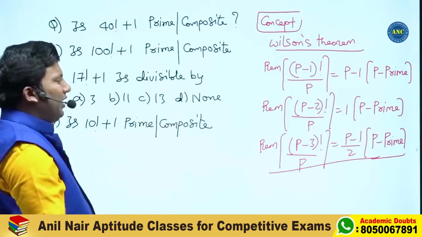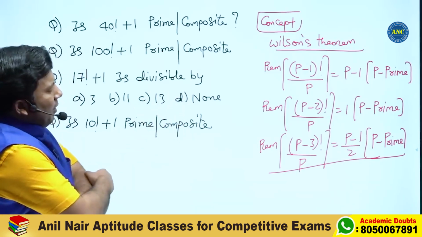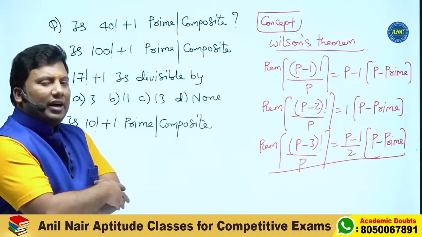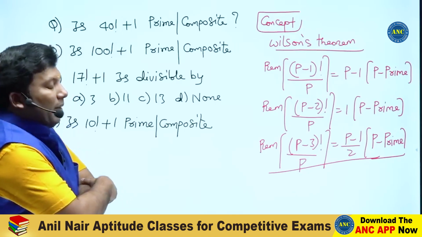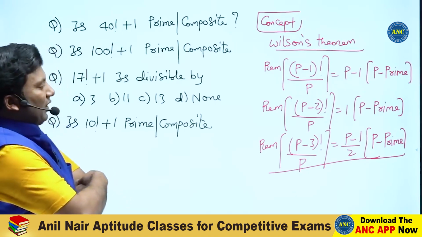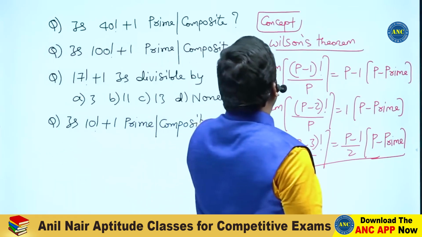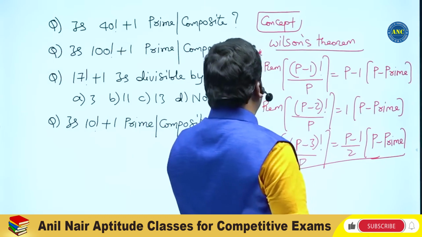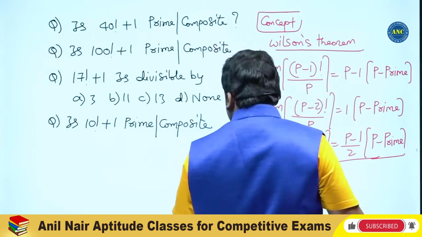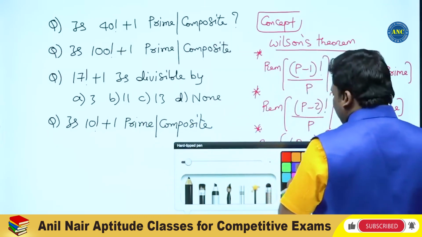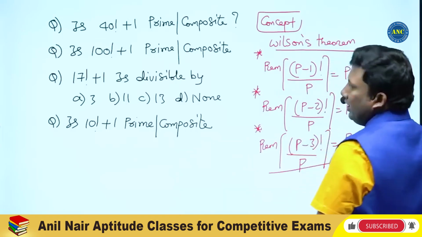The proof is also very, very easy. The remainder when (p minus 2) factorial is divided by p is 1. The remainder when (p minus 3) factorial is divided by p is (p minus 1) by 2. Please put a star mark and write it down in your notebook. This will help us solve some complex problems very, very easily.